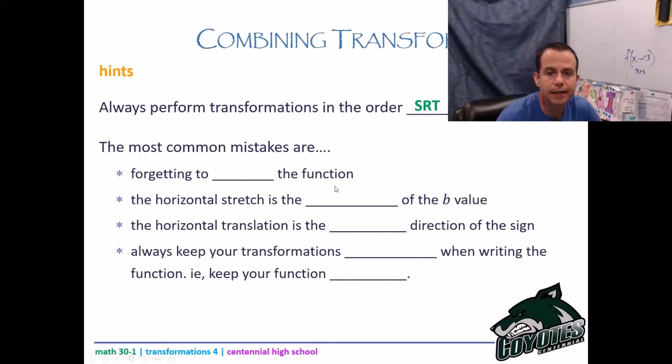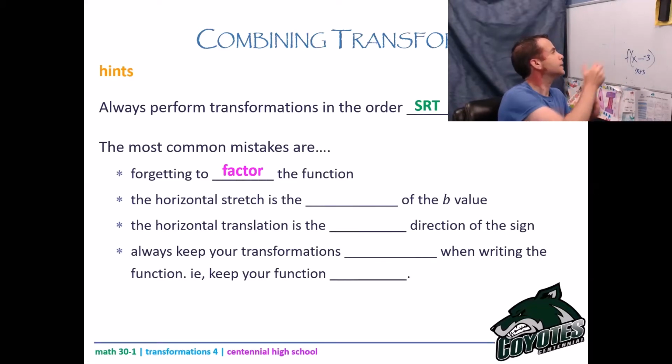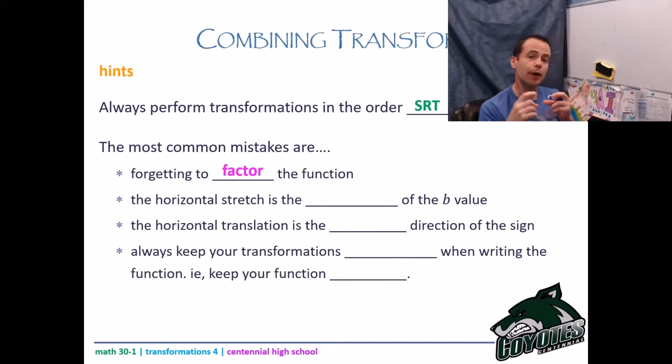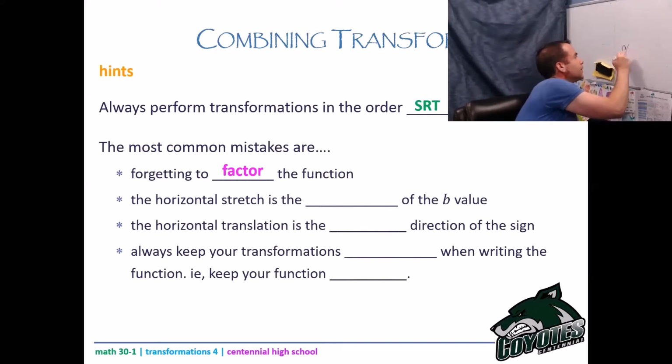The most common mistakes. First of all would be forgetting to factor the function. Remember that inside my f of, that has to be in a bracket within a bracket before you can read the transformations. So if you're looking at this f of 2x plus 6, you need to immediately see there, no.